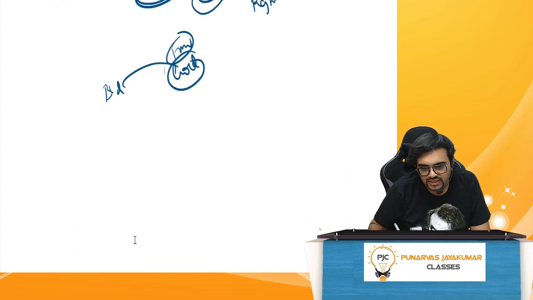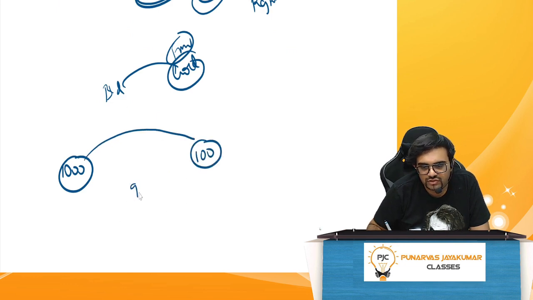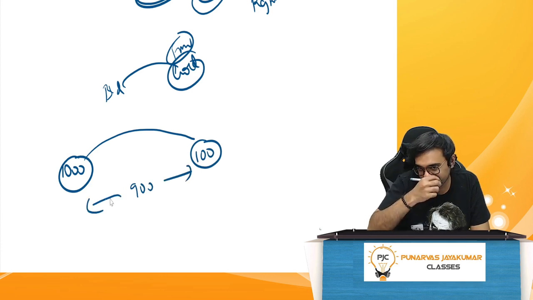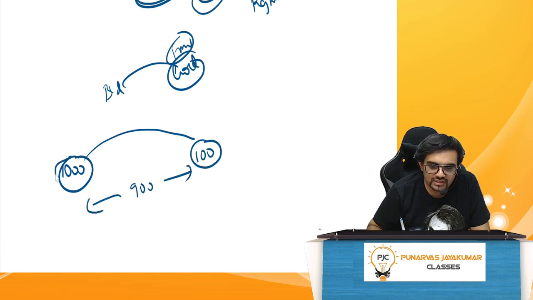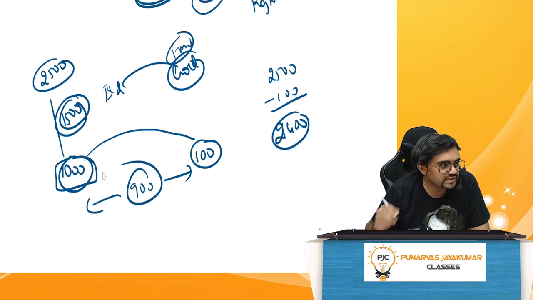So if you see, units of value 1000 were given in place of shares purchased at 100. There was a notional gain of 900 here. Similarly, this 1000 was sold at 2500. There was a gain of 1500 here. But technically, the overall gain is 2500 minus 100, that is 2400. That is 1500 plus 900.